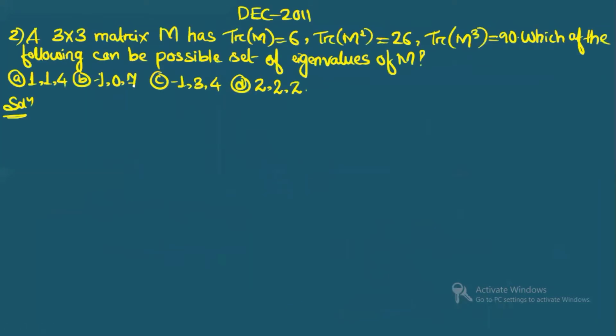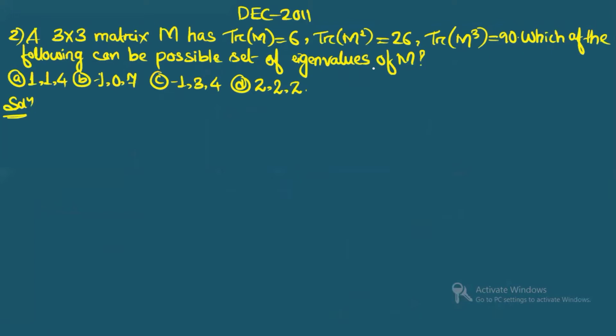Now let's see the next question. So here it is said, a 3 cross 3 matrix M has trace of M equal to 6, trace of M square equal to 26, trace of M cube equal to 90. Which of the following can be a possible set of eigenvalues of M?